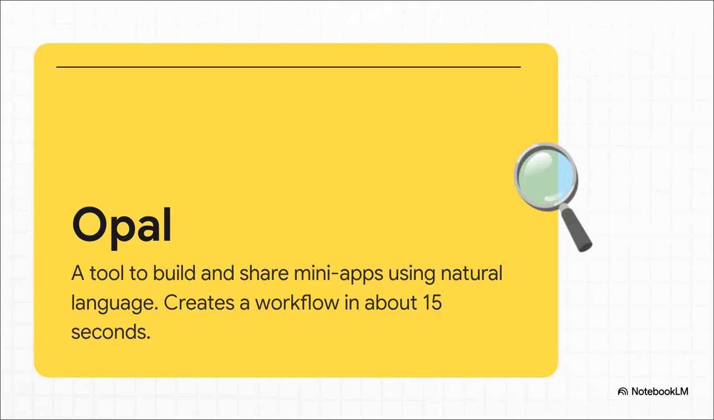With Opal, it's super simple. You just describe the task you want to automate. You could say something like, build me a tool that optimizes a blog post. And seriously, in about 15 seconds, it spits out a simple little workflow you can use and share right away.